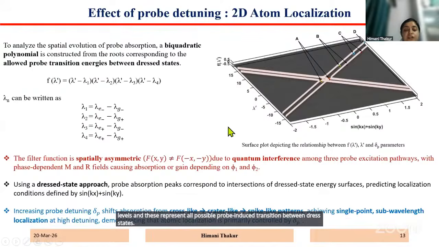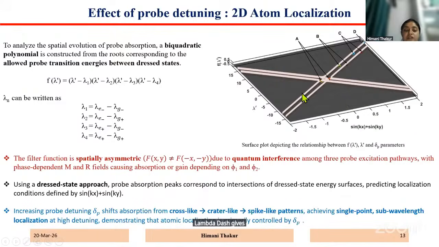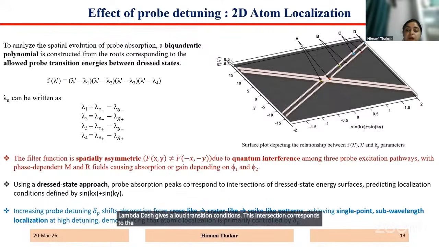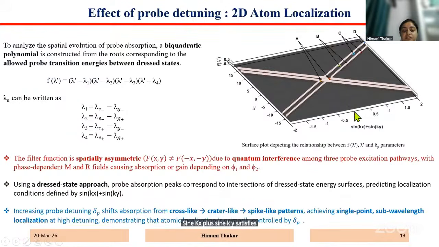This figure shows the variation of the polynomial function with respect to the position and probe detuning. The intersection of this surface with the plane f lambda dash gives the allowed transition conditions. This intersection corresponds to the position where probe absorption becomes maximum. So clearly this means that the atom will be localized at the position where the condition sin kx plus sin ky satisfies the resonance condition.